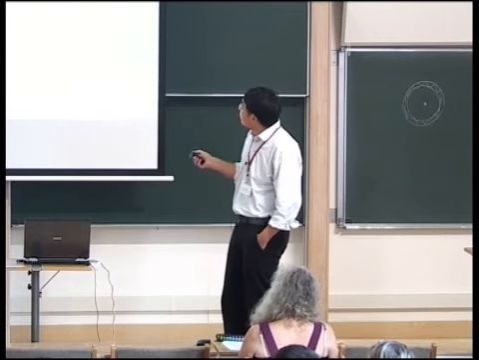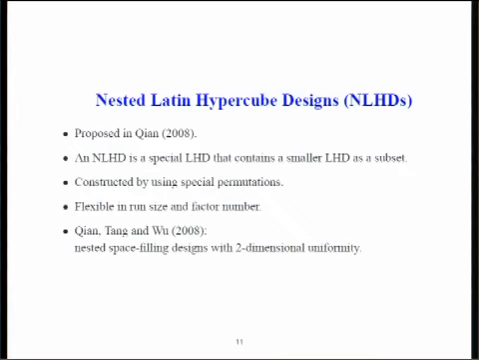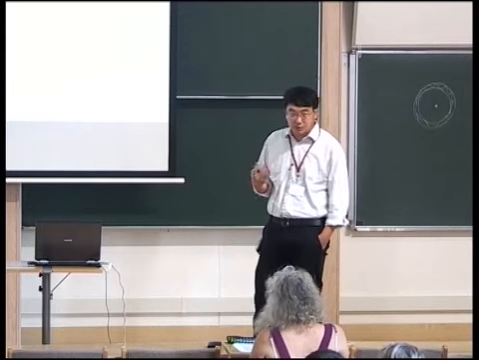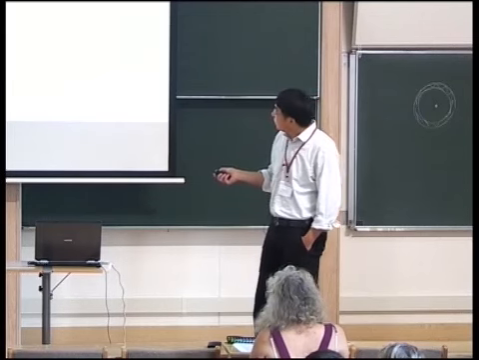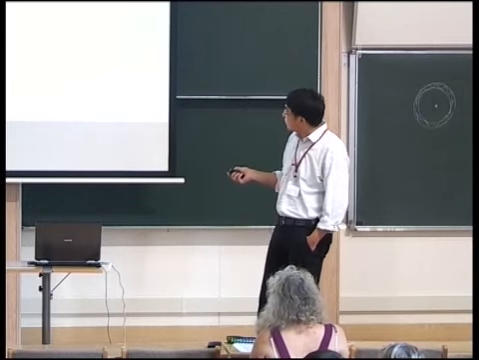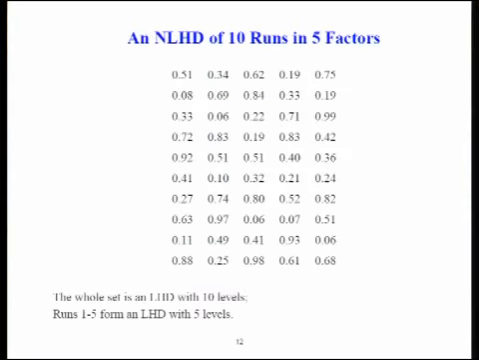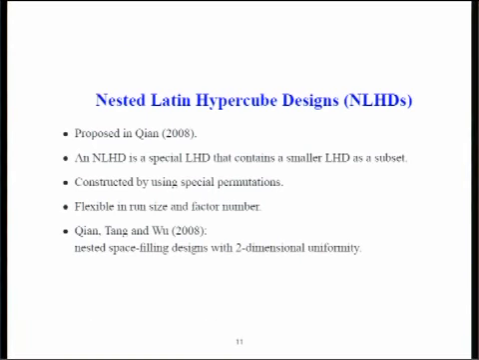So the nested Latin hypercube can be constructed for all kinds of parameter values. They're very flexible in terms of sample size and number of factors. Okay, so if one-dimensional stratification is not enough, you can also do the nested design with more than one-dimensional stratification by using some kind of Galois field and others. So in this paper, we discussed the nested design with 2 or 3-dimensional uniformity. So let's go back to the nested Latin hypercube.